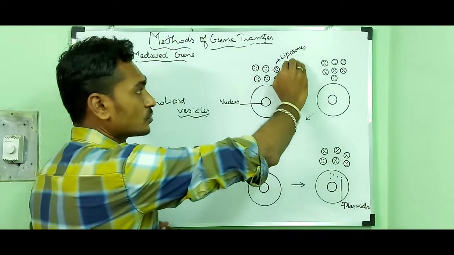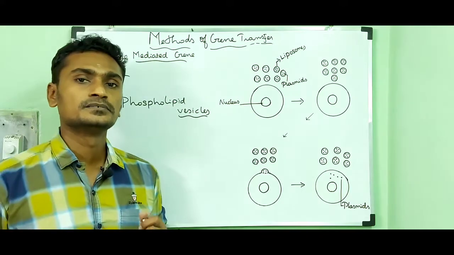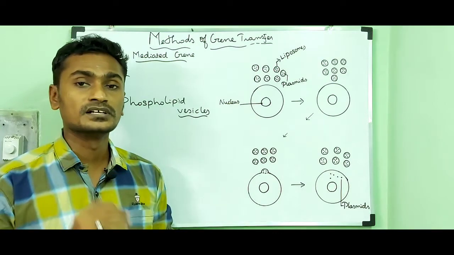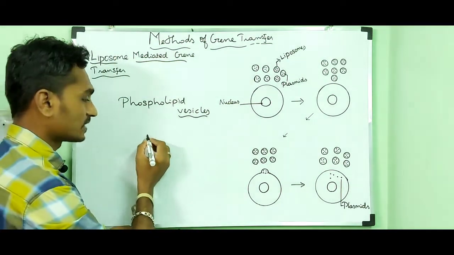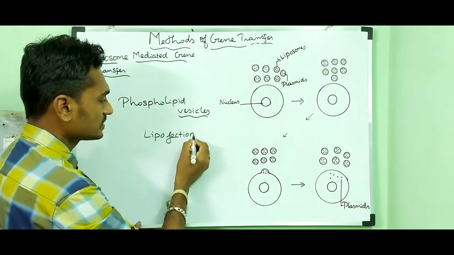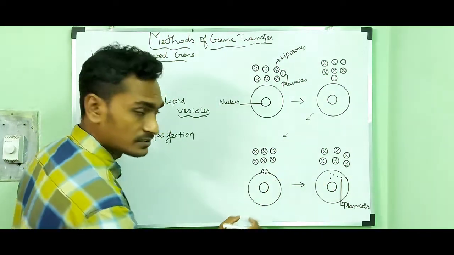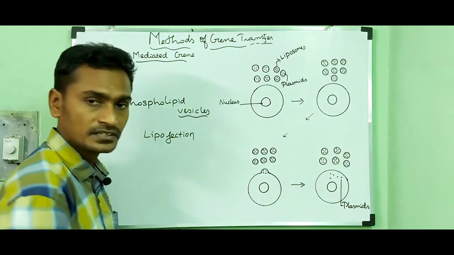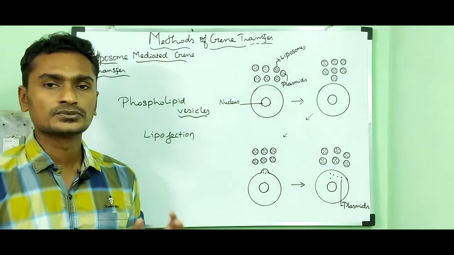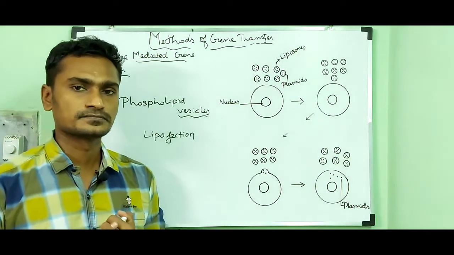Then the fusion of the liposome and the tonoplast of the vacuole results in the gene transfer, and that process is called lipofection. So this plasmid can enter into the plant cell and integrate with the nucleus. With the help of the liposome, we can transfer the gene into the plant cell. So that's all about the liposome mediated gene transfer.